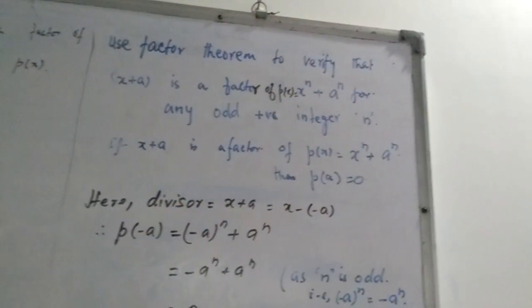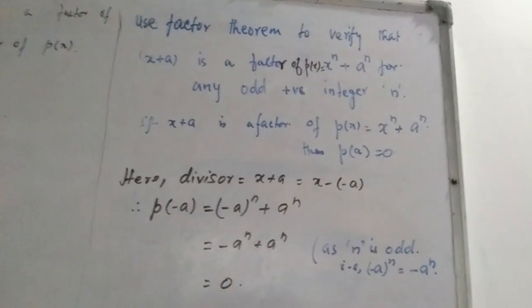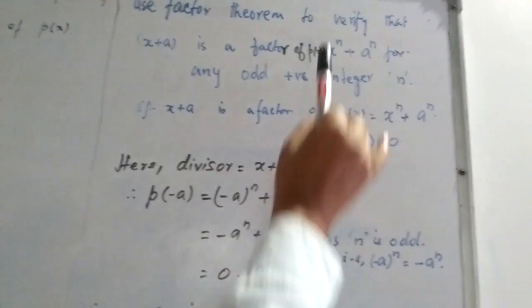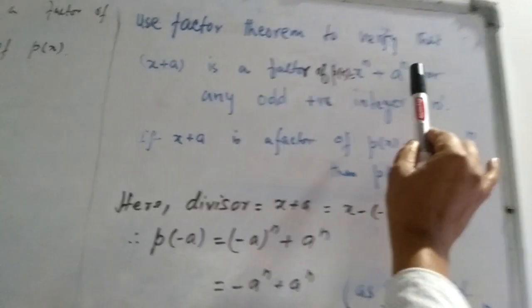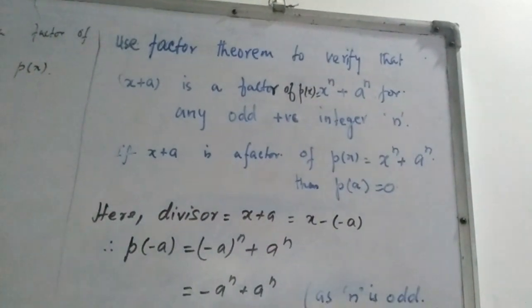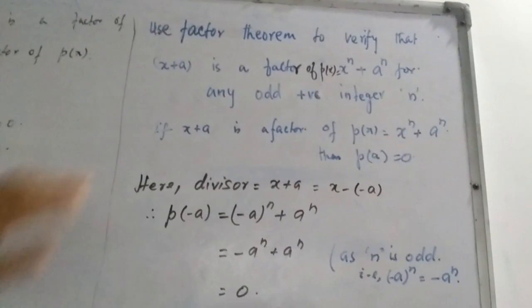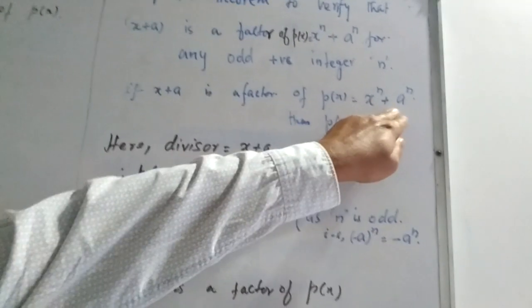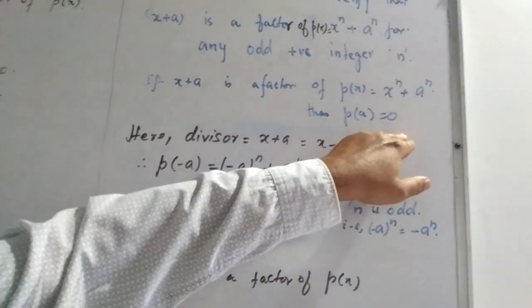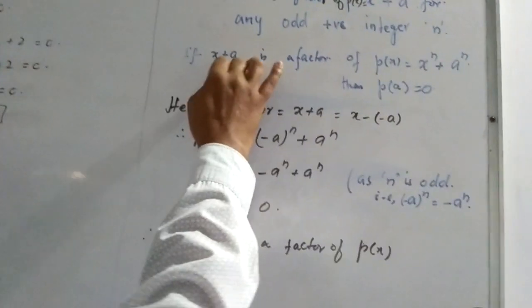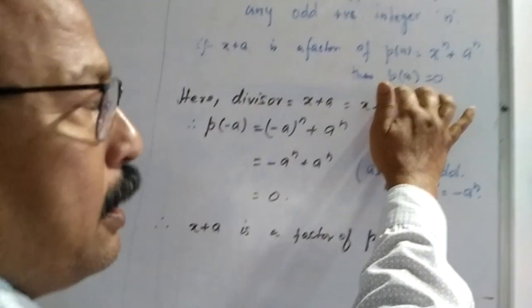Now take the second example: using factor theorem, verify that x plus a is a factor of p(x) equals x to the power n plus a to the power n for any odd positive integer n. n must be an odd positive integer. If x plus a is a factor of p(x), then p(minus a) must be equal to 0. x plus a will be a factor only if we get p(minus a) equals 0.